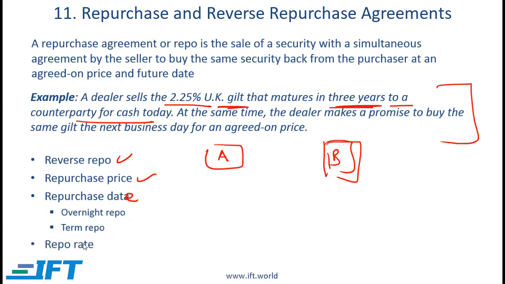The repo rate is the rate which is implied by the two prices, the amount of money that A gets initially and the amount of money that A is eventually repurchasing the underlying asset for. The difference between those two numbers can be annualized, and we compute the effective interest rate. That rate is the repo rate.